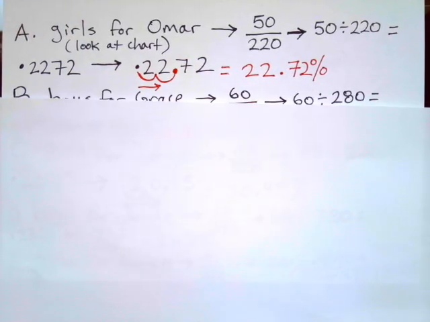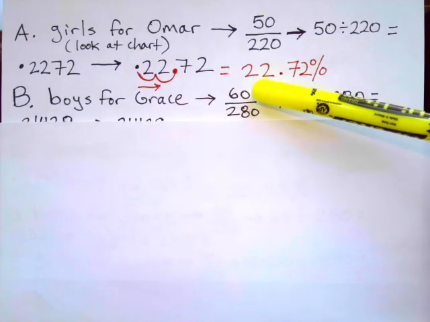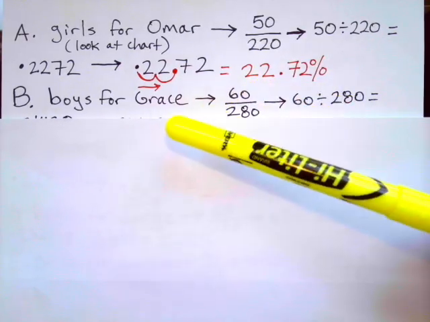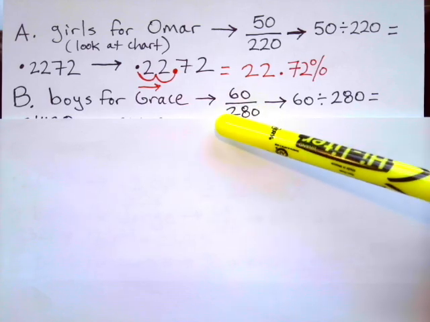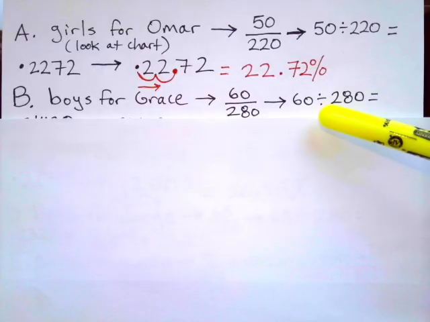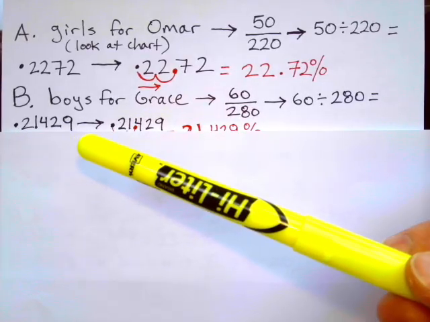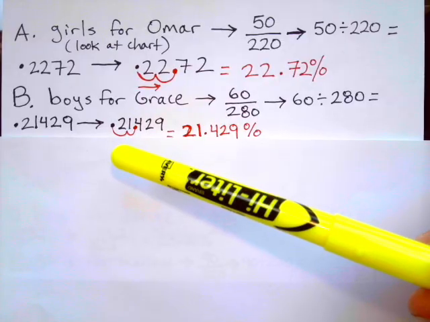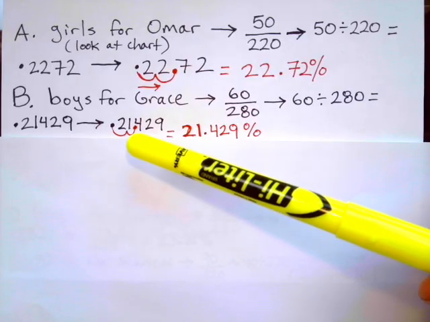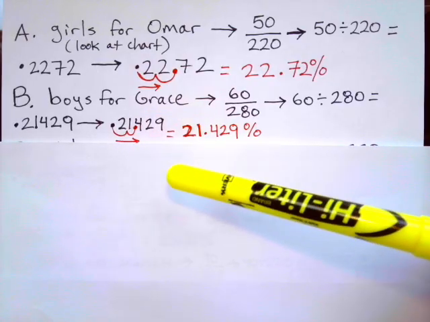So let's look at B. Boys for Grace. How many votes did Grace get from the boys? If you look at the chart, you will see there's 60 votes for Grace out of a total of 280 boys' votes. That's 60 divided by 280, which I'm showing you here. Punch that in your calculator. 60 divided by 280 equals, you get a decimal answer, 0.21429. We're going to convert that into a percentage by moving that decimal 2 places to the right. You can see my little arrow there, 2 places to the right.